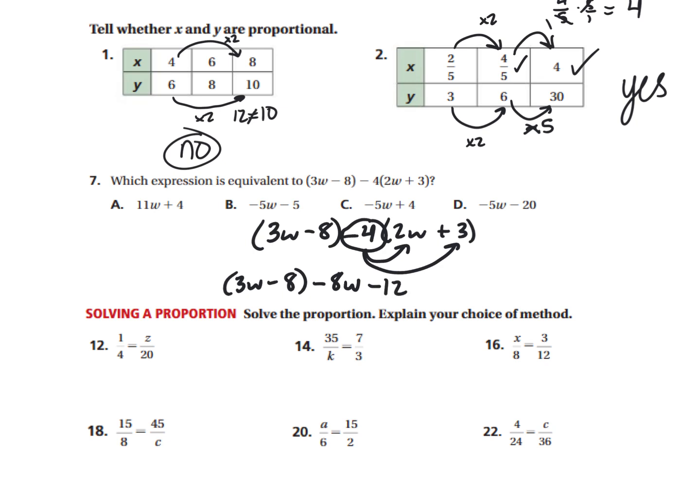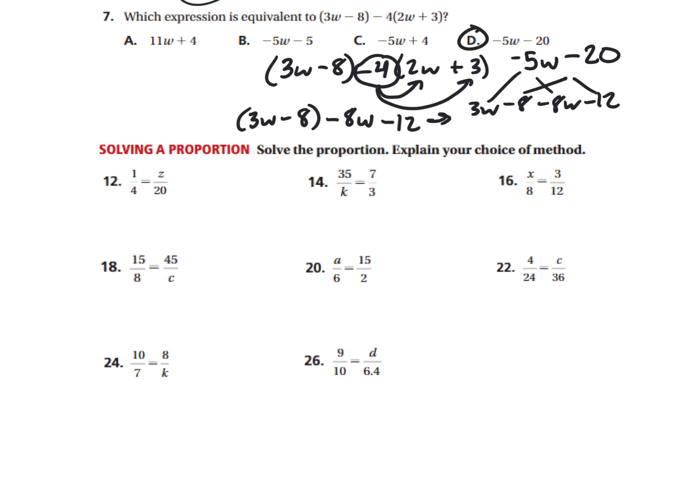Since I'm not multiplying anymore, I can go ahead and get rid of those parentheses. 3w minus 8w minus 12. My w's can combine. 3 positive w's, 8 negative w's are going to fight each other and end up at negative 5w. Negative 8, negative 12, those are on the same team. So they are both negative, and 8 plus 12 is 20. So I'm looking for negative 5w minus 20, which would be D.